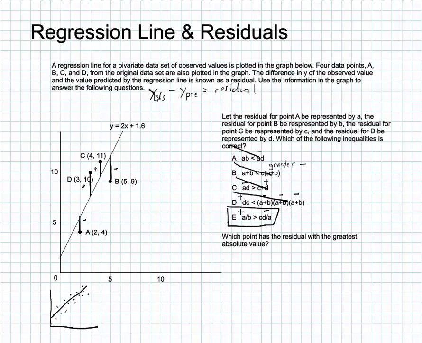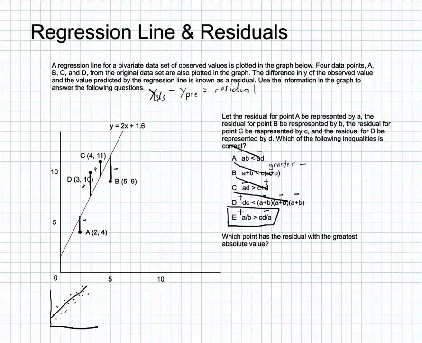A looks like it is about 1.5 from the line. C looks like it is about 1.5 from the line. D, a little over 2, and B is also a little over 2. So let's compare B and D and actually calculate the residuals. So again, we have the equation at the top, y observed minus y predicted is equal to the residual, and we want to find the absolute value.